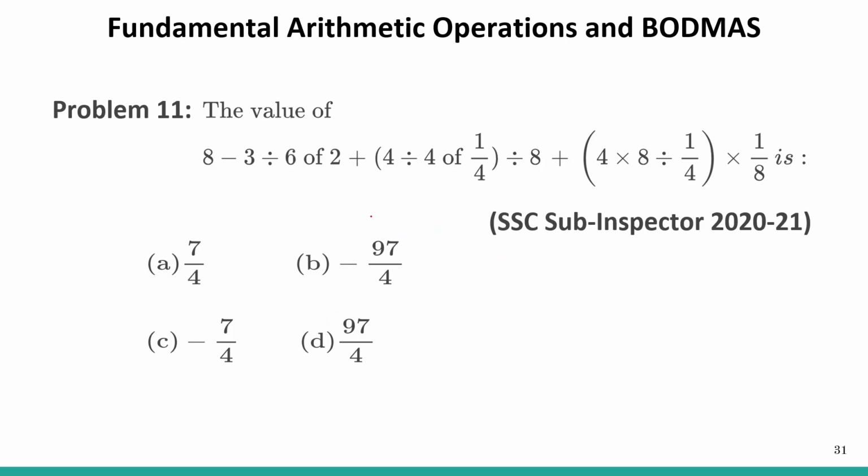Let's see question number 11. It asks us this algebraic expression with a lot of algebraic operations. So again we remember the BODMAS rule. See, innermost brackets first, then exponents, then we need to divide first, then multiply, then add, and then subtract. First we need to remove these brackets. There are no exponents, then we will move to division. This question has appeared in the SSC Sub Inspector 2020-21 paper.